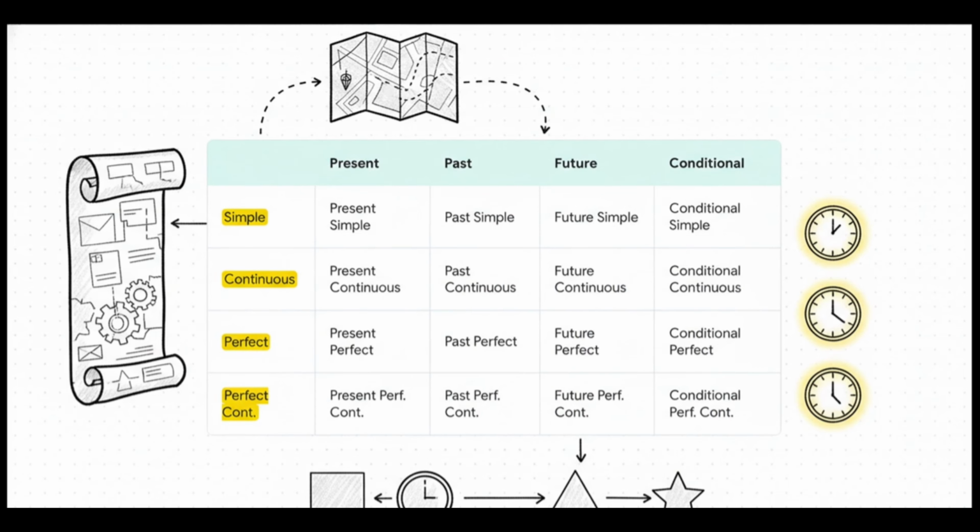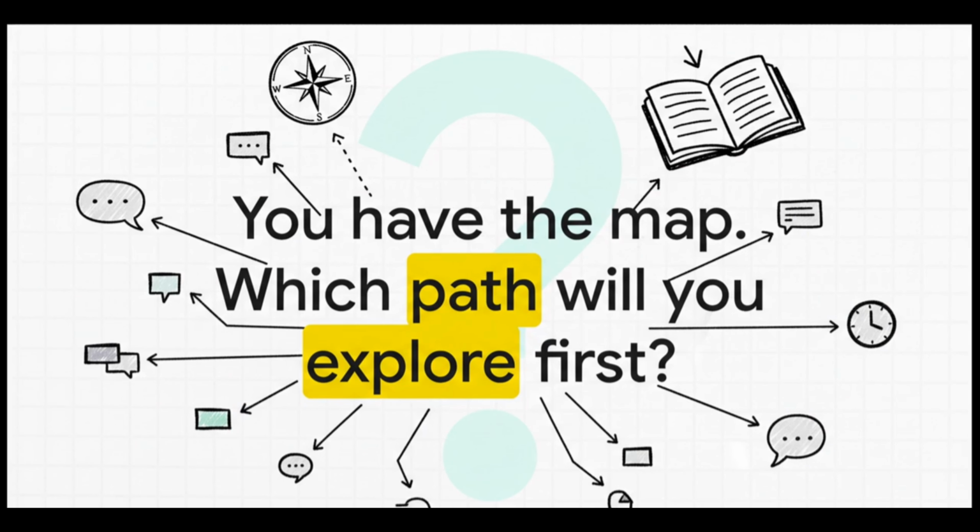So let's take one last look at our map. What probably started out looking like 16 random, confusing rules is now just one logical, predictable system. 4 time frames, 4 types. That's the whole game. You now have the blueprint for all of the English tenses. The structure isn't a mystery anymore. The map is officially in your hands. So really, the only question left is, which of these paths are you going to explore first in your own conversations?